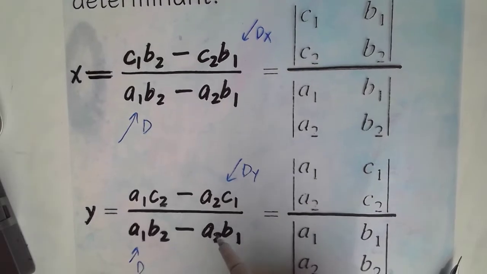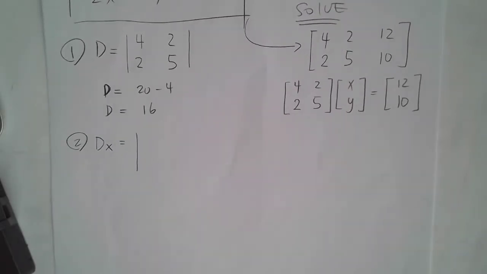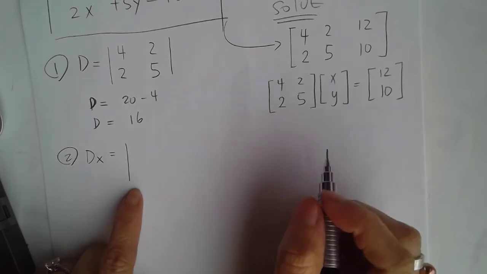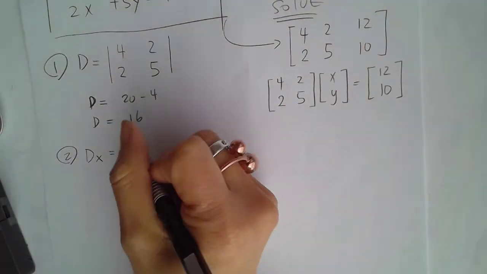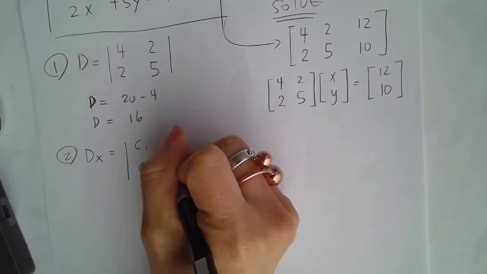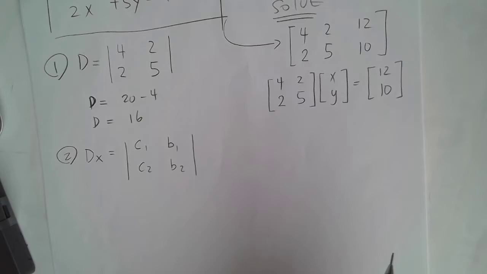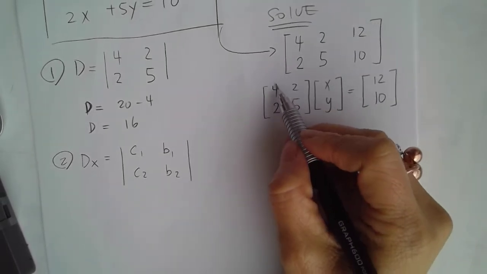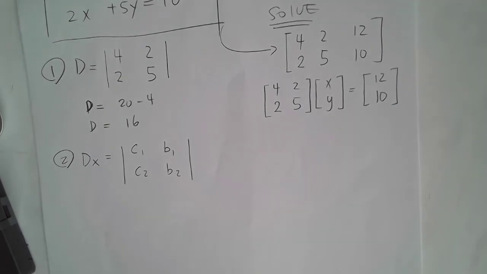And same with y. That's what we're doing right now, we're calculating little by little. D sub x is this. Actually, I'll write this for you. D sub x is going to be C1, C2, B1, B2. What does that mean? As I told you, x values are your A's, y values are your B's.